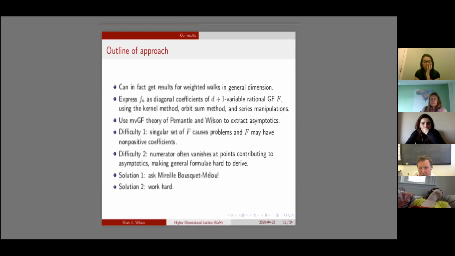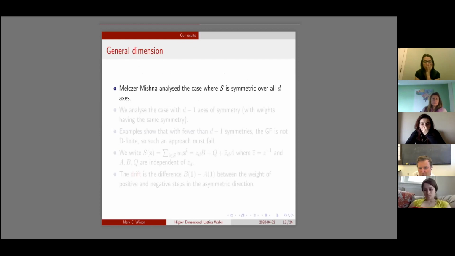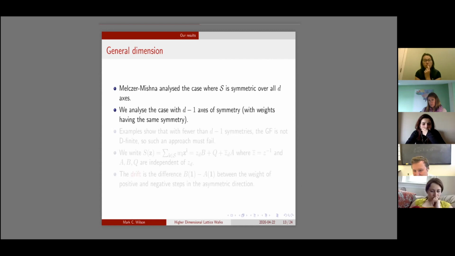Great. So Melczer and Mishna, we're not looking at all possible walks. It's complicated. They looked at the case in general dimension where the step set is completely symmetric. So if you step forward in one direction, you step back in the same direction. If you have a forward step in one direction, then in your set you must also have a backward step in that same direction, and everything is completely symmetric. So that's as symmetric as you could possibly be. We analyze the case where you have almost as much symmetry as you'd expect. You drop one axis of symmetry and everything else works.